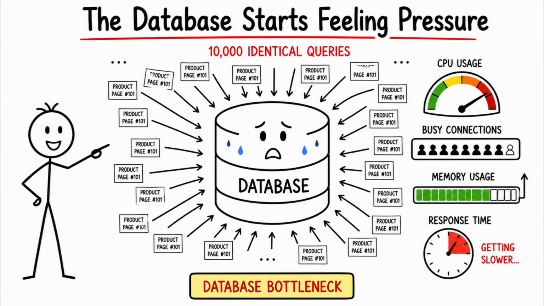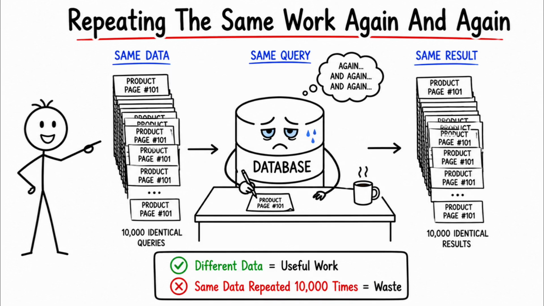Now the database starts feeling pressure. More queries arrive. More CPU work is required. More connections become busy. More memory is consumed. Response times become slower. The database starts becoming a bottleneck. And remember, users are not asking for different information. Everyone wants the same data, yet the database is forced to repeat the same work again and again and again.